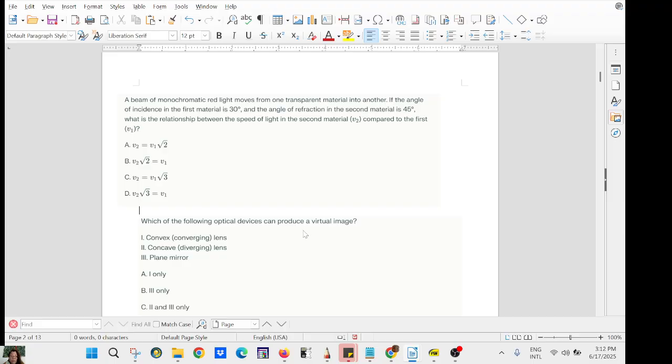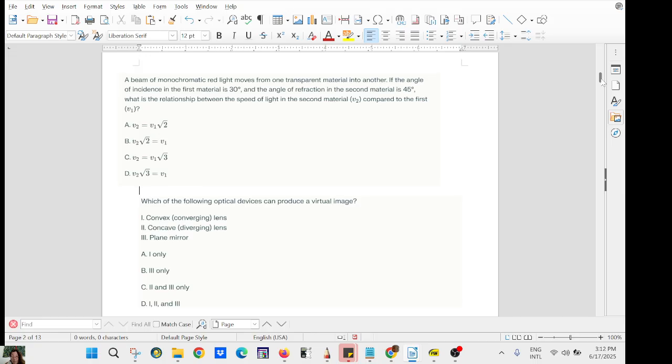Which one can produce a virtual image? We have convex. Yes, it can produce a virtual image. Concave, plane mirror, all of them. Convex, concave, plane mirror, obviously it's not a real image, it's a virtual image. So the three of them. The answer will be D.